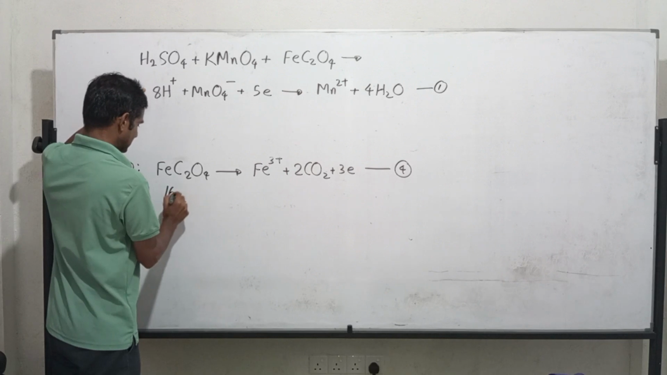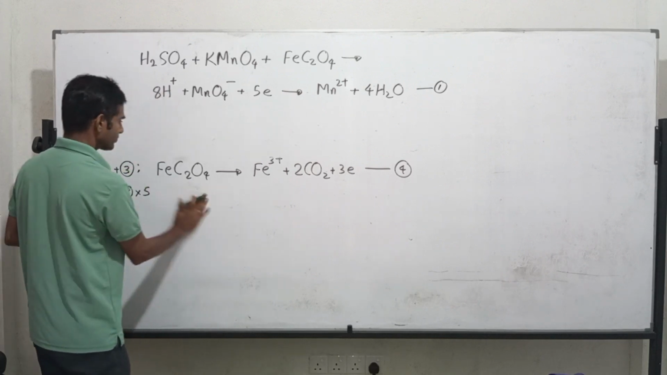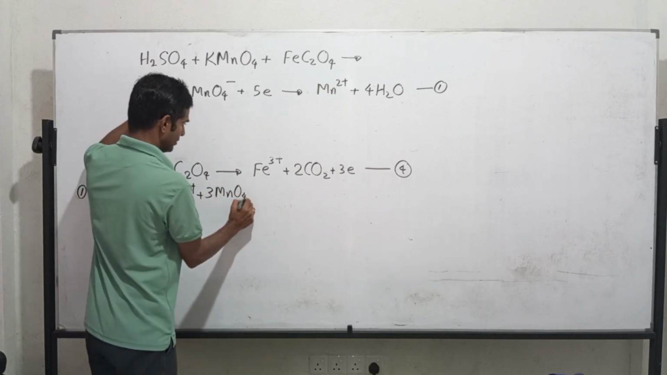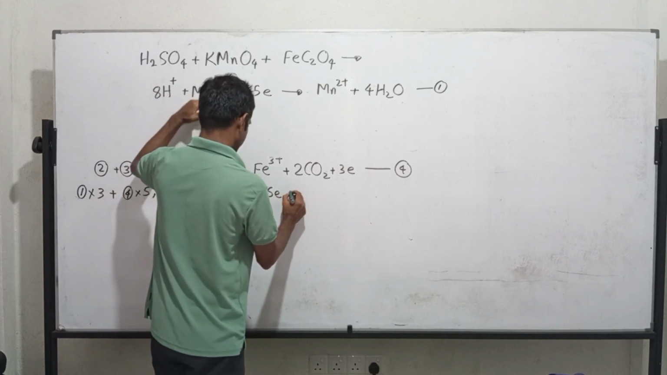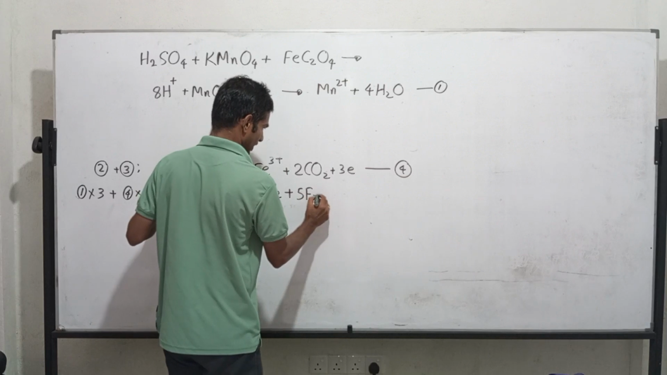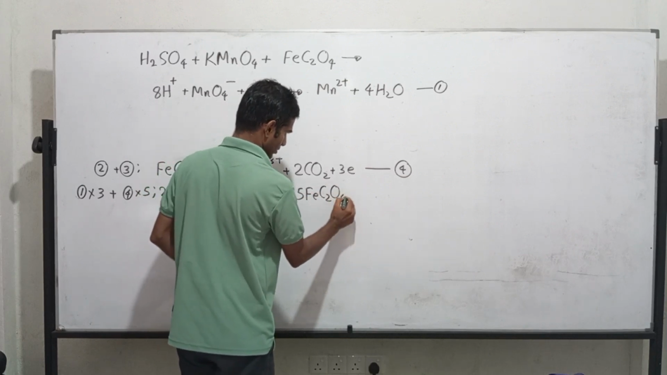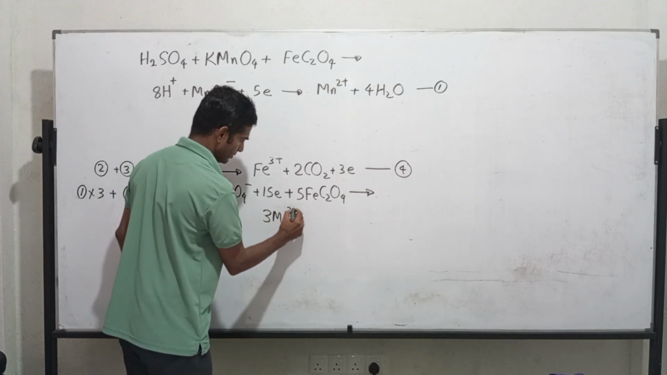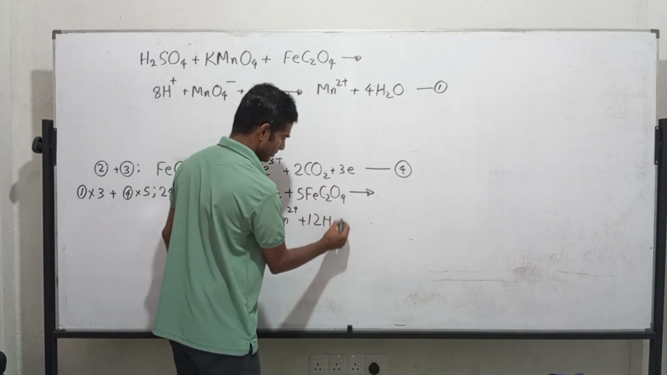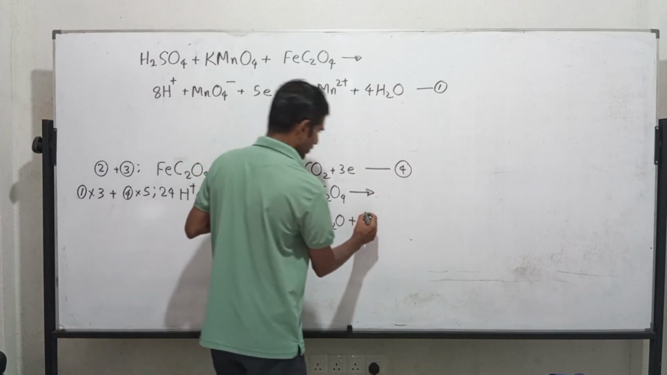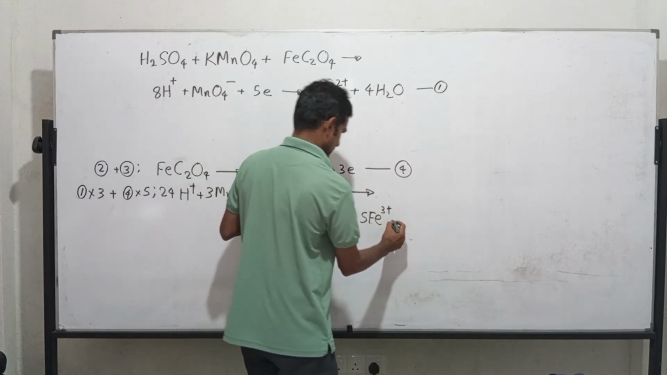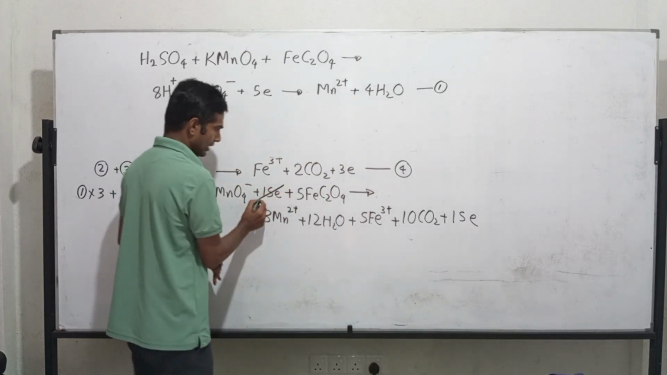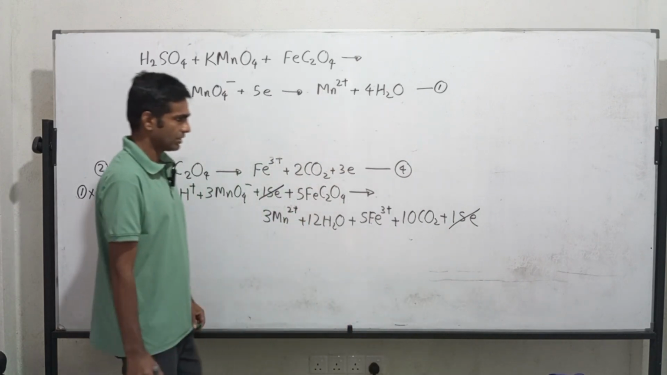Then what will be the result? 24 hydrogen ions, 3 permanganate ions, 15 electrons, 5 ferrous oxalates, 3 manganese ions, 12 water molecules, 5 ferric ions, 10 carbon dioxide molecules, 15 electrons. 15 electrons, 15 electrons cancelled out.